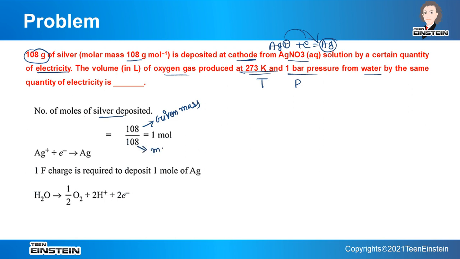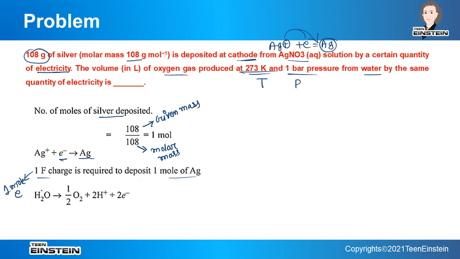Molar mass is also 108. So it will be 1 mole. Ag+, accepting 1 mole electron, is producing 1 mole Ag. So we can say that 1 Faraday charge will be required to deposit 1 mole of Ag, because 1 Faraday is nothing but the charge of 1 mole electron. Now this is the first equation.